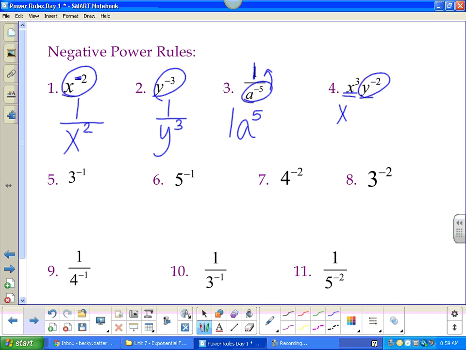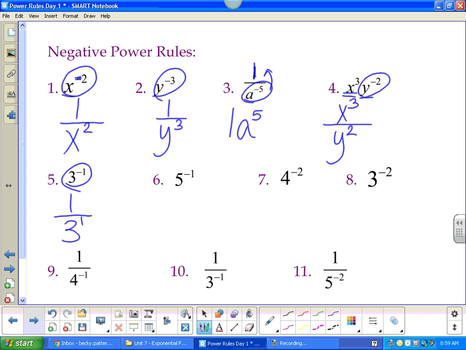This one, unhappy, so we're going to move him. So the x to the 3rd stays put, and the y to the negative 2 moves to the bottom and becomes positive because now it's happy. Okay, unhappy, so we're going to move him to the bottom. And you can put 3 to the 1 if you want to, even though 3 to the 1 is just 3.